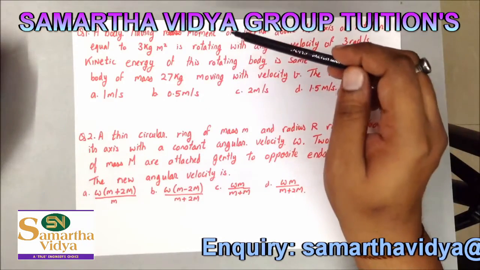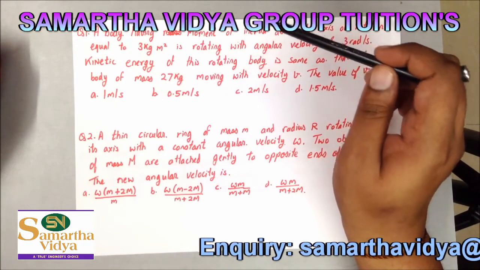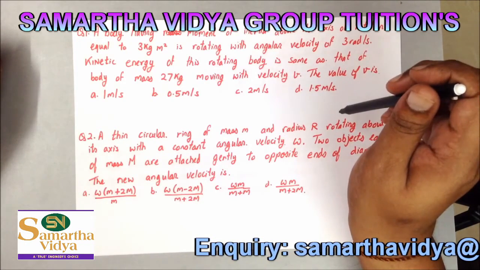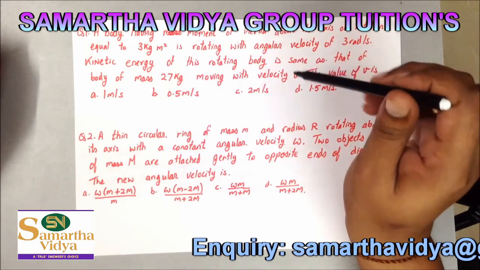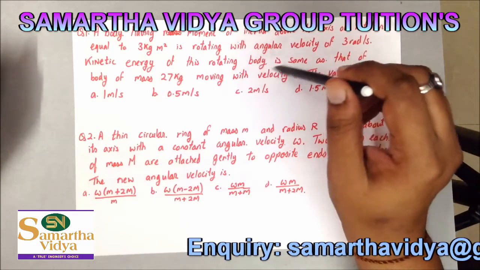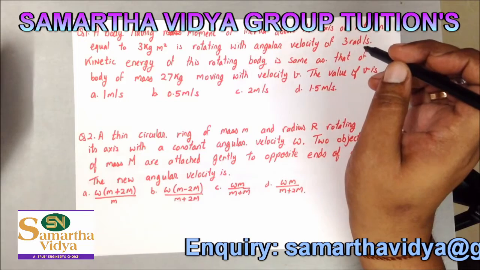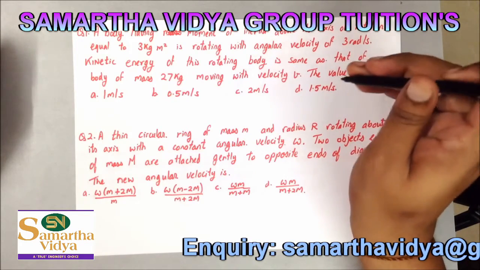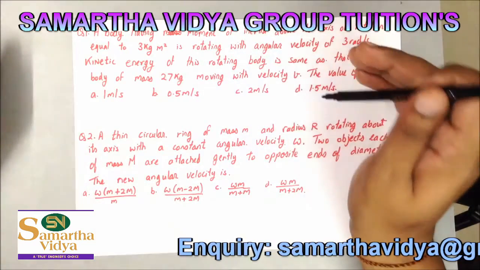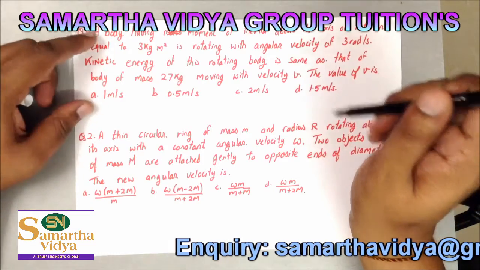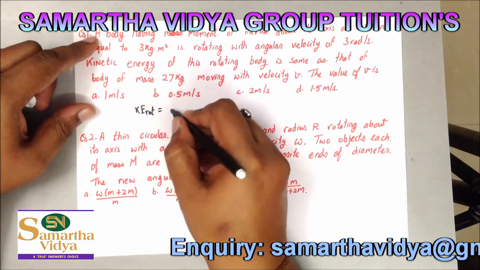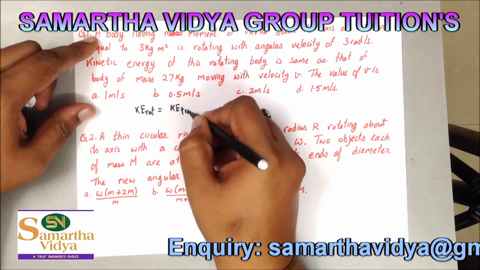The question states about a body which is having the moment of inertia of 3 kg per meter square, and it is rotating with an angular velocity of 3 radians. It is said that the kinetic energy of this body is same as that of a body of mass 27 kg, and I need to find the velocity v of that particular body, which is basically having translation motion. So you have to assume that the another body of 27 kg is having translation motion. So what it is telling us is that the kinetic energy of rotation is equal to kinetic energy of translation.